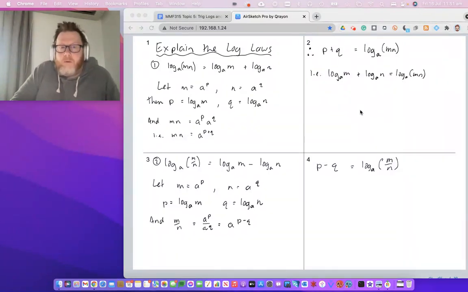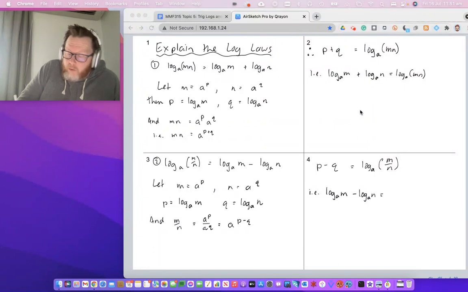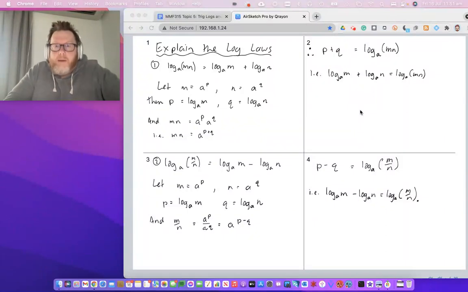p we defined as log base a m, q as log base a n, so we end up with log base a m instead of p, minus log base a n instead of q, equals log base a of m over n, and we're done. So not too bad, huh?